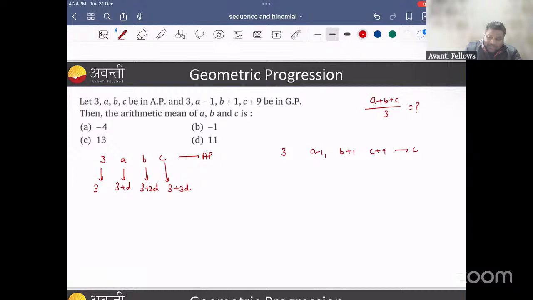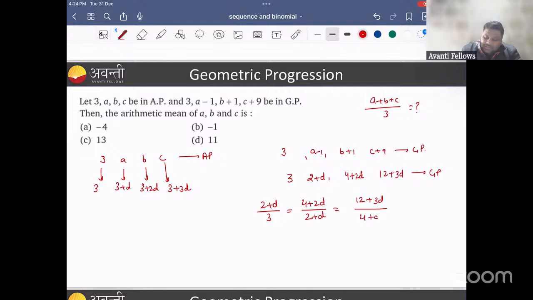Now, 3, a minus 1, b plus 1, c plus 9 are in GP. That means 3, a minus 1 will be 2 plus d, b plus 1 will be 4 plus 2d, and c plus 9 will be 12 plus 3d. So they are saying they are in GP. In GP means (2 plus d) upon 3 is (4 plus 2d) upon (2 plus d). That should also be equal to (12 plus 3d) upon (4 plus 2d).